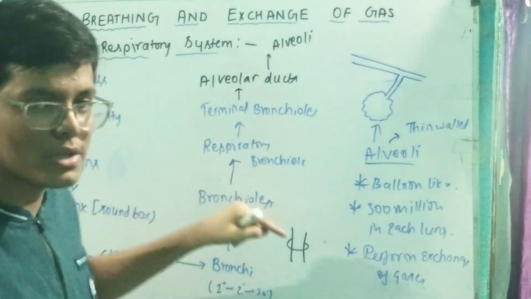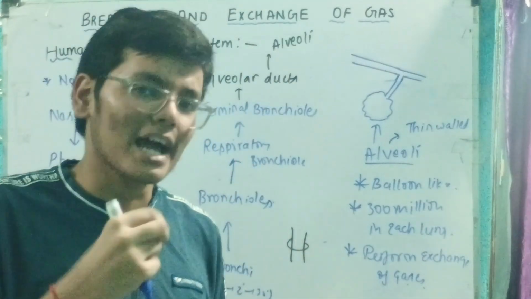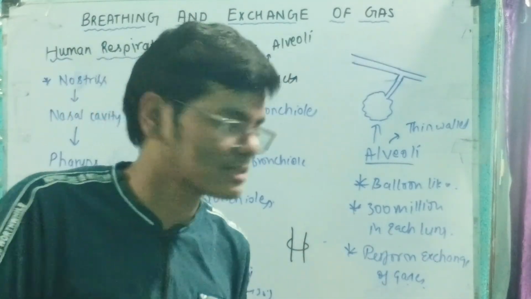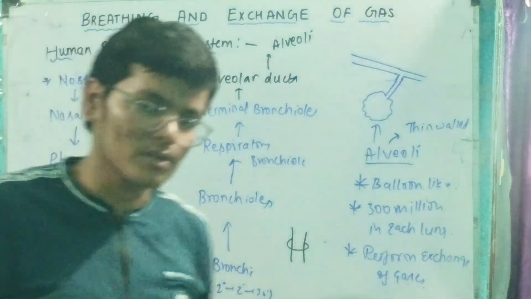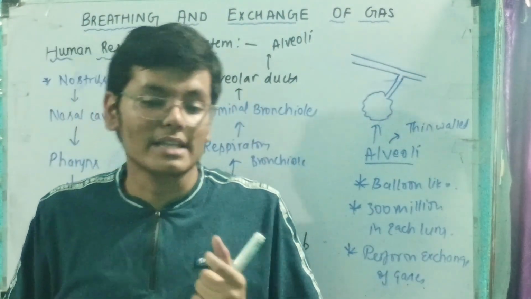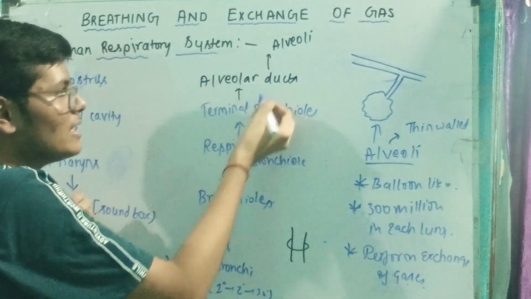Then we have respiratory bronchiole. Then we have terminal bronchioles. Terminal bronchioles are the bronchioles which do not have the C-shaped cartilaginous rings, while all the others, from trachea to respiratory bronchioles, have C-shaped rings so that they can prevent this structure from collapsing. Then we have alveolar ducts and alveoli.